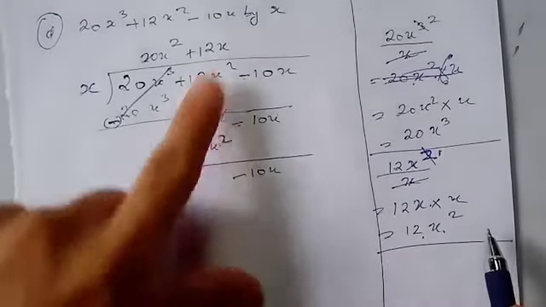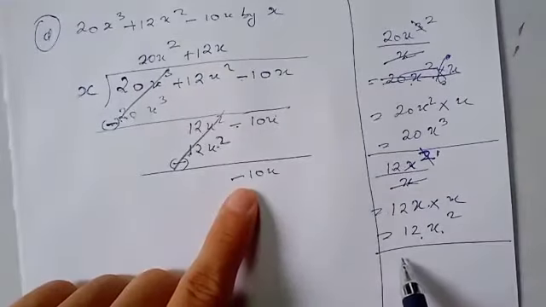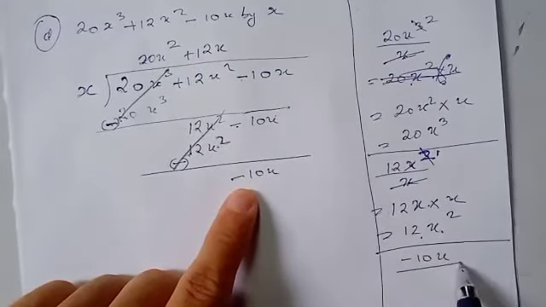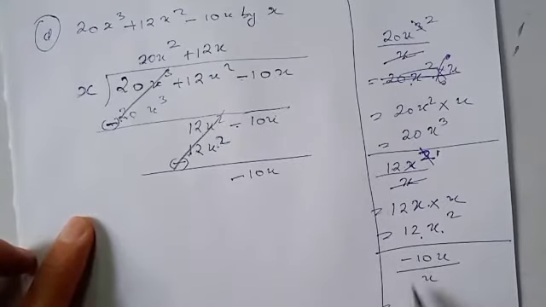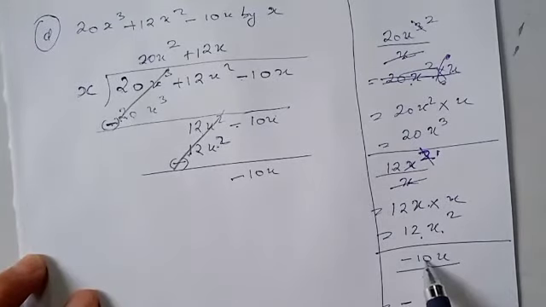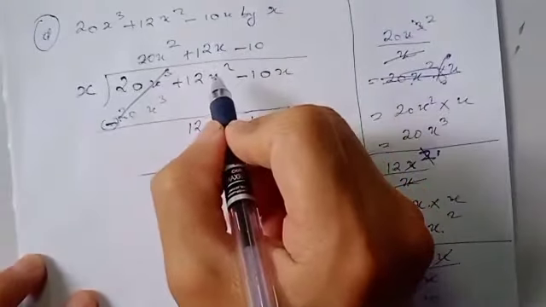Okay, last one. To find out quotient again, first term minus 10x divided by divisor x. Minus sign we have only 1, we can't cancel. Number we have only 10, we can't cancel. What about x? Numerator we have 1x, denominator also we have 1x. So 1x, 1x we can cancel, no more x. We have only minus 10. So minus 10, you write it here, minus 10, okay?